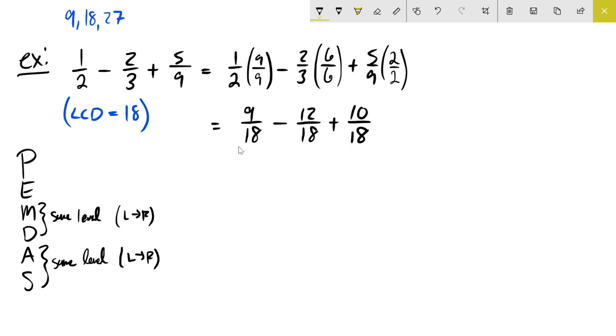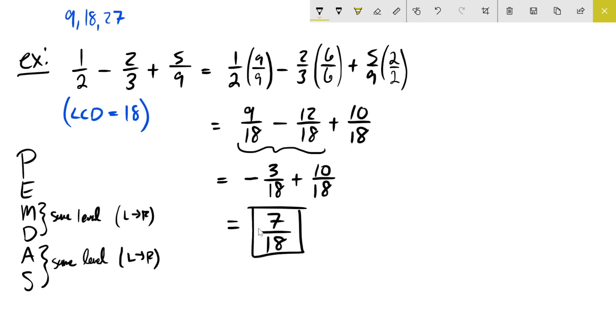So you start here. So 9 minus 12 gives you what? Negative 3/18. Then you would add your 10/18. So if you're at minus 3 and you add 10, where are you going? You want a positive 7. So then the answer here would be 7/18. You should always check to make sure it's reducible, but this one's not, because 7 is prime, and 18 is not divisible by 7. So. All right.